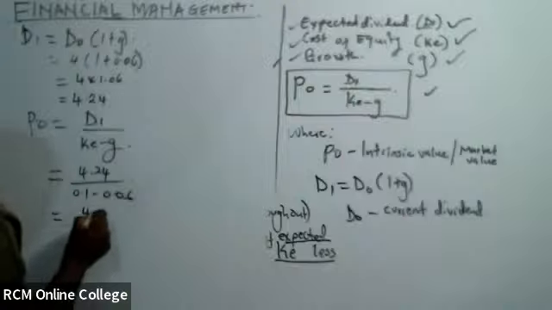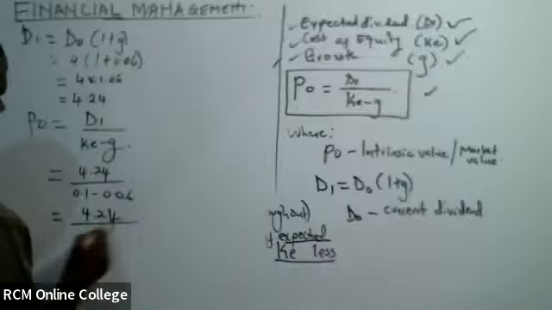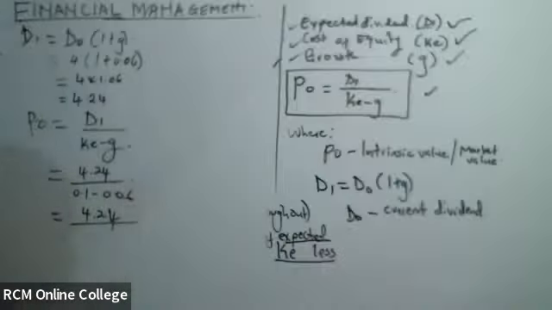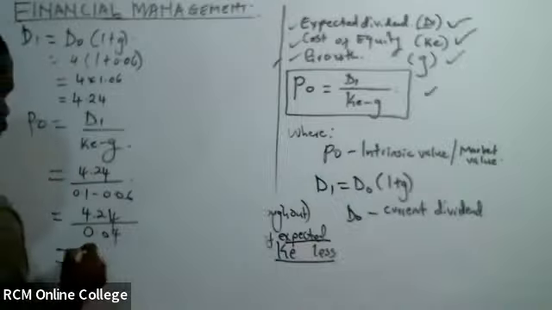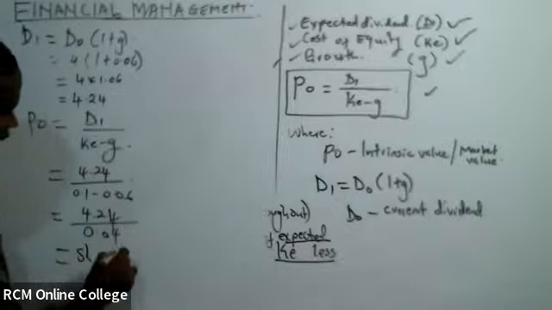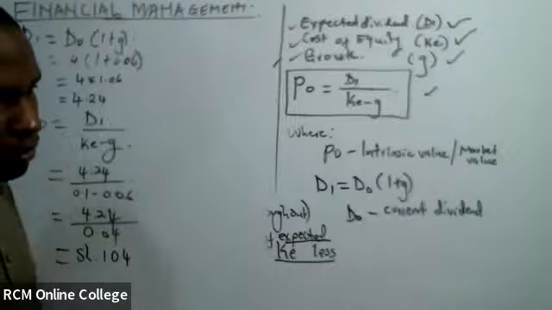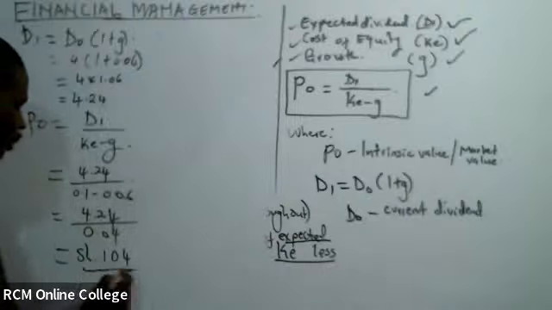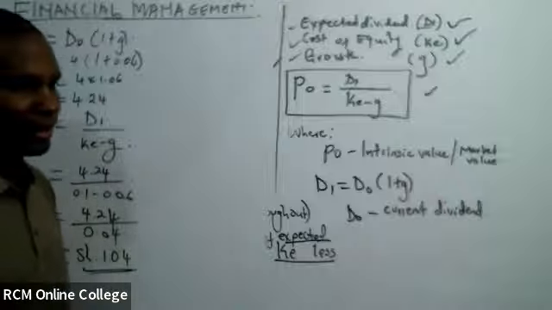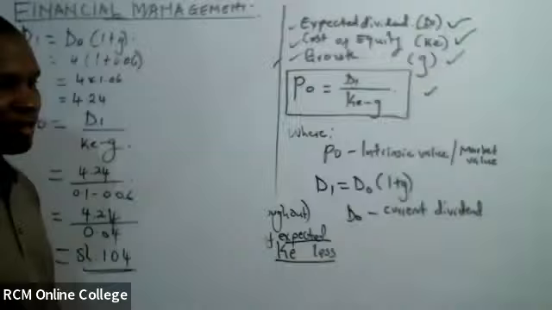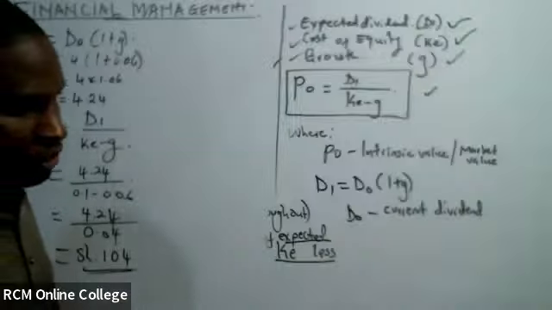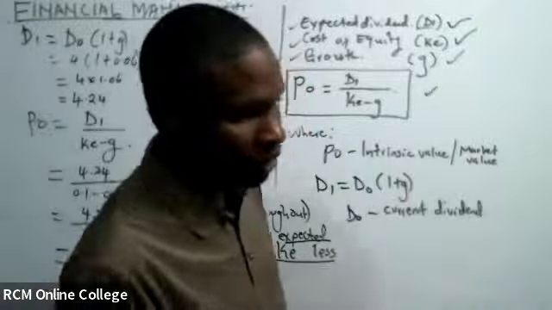So what am I getting? 4.24 divided by 0.1 minus 0.06, which is 0.04. When you do that calculation, how much do you get? 106 shillings. So I hope now everyone is okay, even those people who had said that they are experiencing some challenges. Always check what the examiner is giving you. Okay?